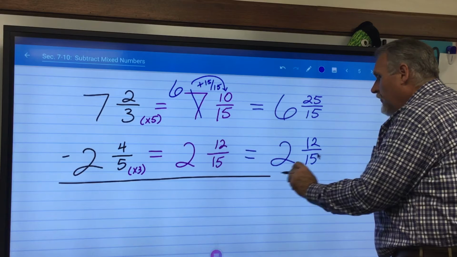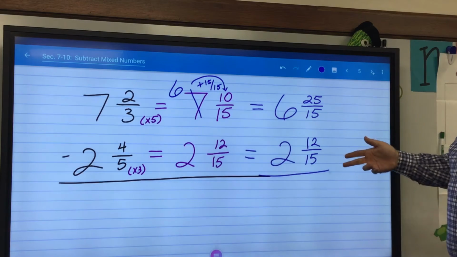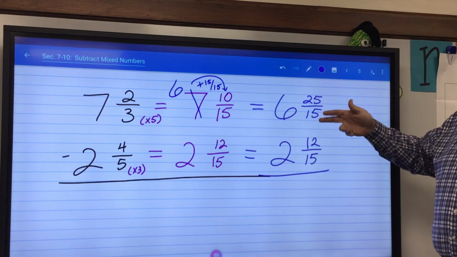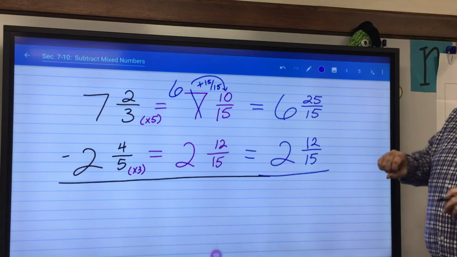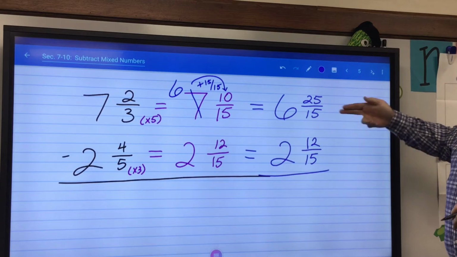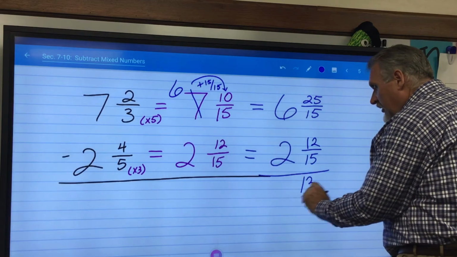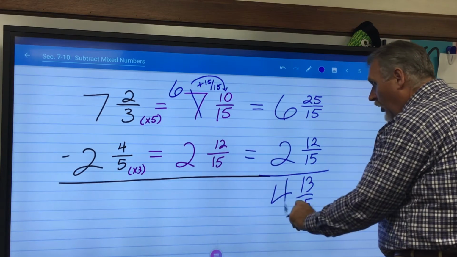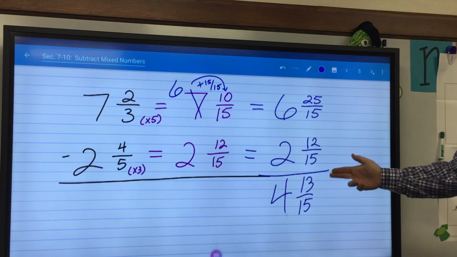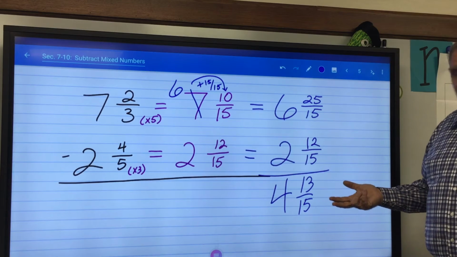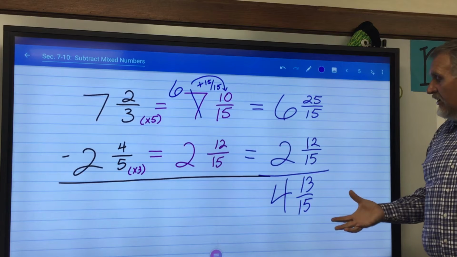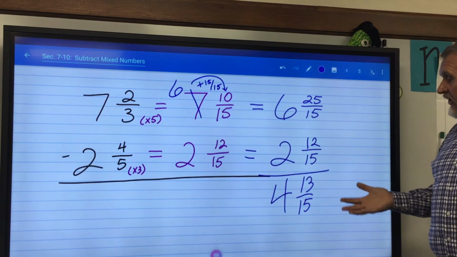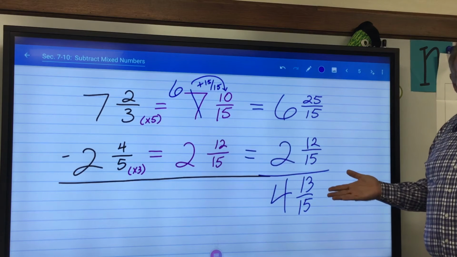Okay, so now I have something I can work with. Yeah, we have that improper fraction that's part of a mixed number, but that's okay, just temporarily, okay? So to subtract, 25 minus 12, 13. Denominator stays the same. 6 minus 2 is 4. 4 and 13/15. Take a quick look at my 13/15. Is it something that I can simplify or reduce? It's not. There's nothing that goes into 15 that also goes into 13.